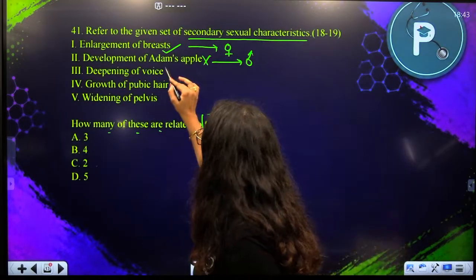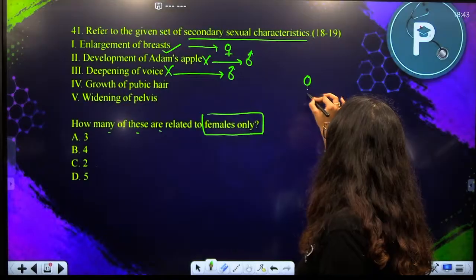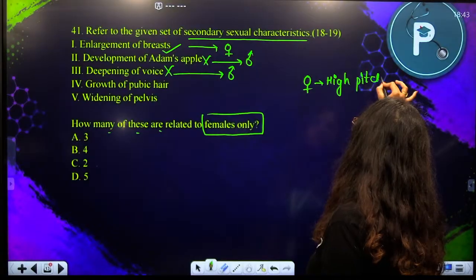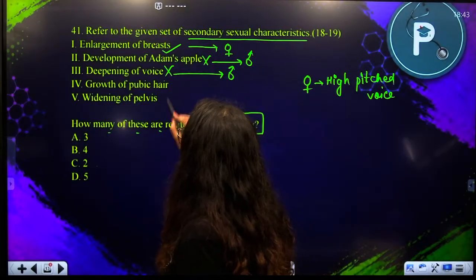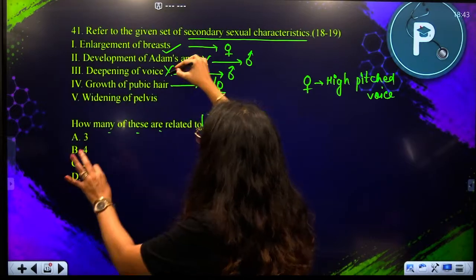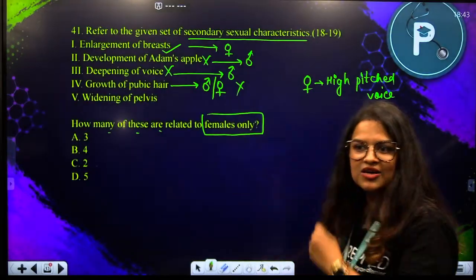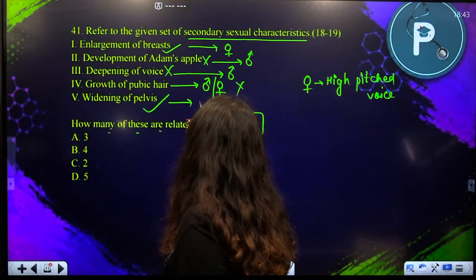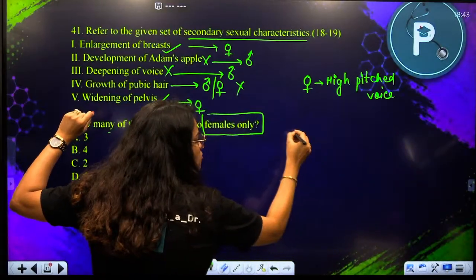All right, deepening of voice, no, deepening of voice happens in case of male. In female, the voice becomes high-pitched voice. So in our case, the voice becomes high-pitched voice. Now, growth of pubic hair. Growth of pubic hair is in case of both male as well as female. So I can't consider this under here. If they are asking females only, it is not female only, it is present in both. Widening of pelvis, yes, widening of pelvis you can see only in female. In female, the pelvis is much more wider.